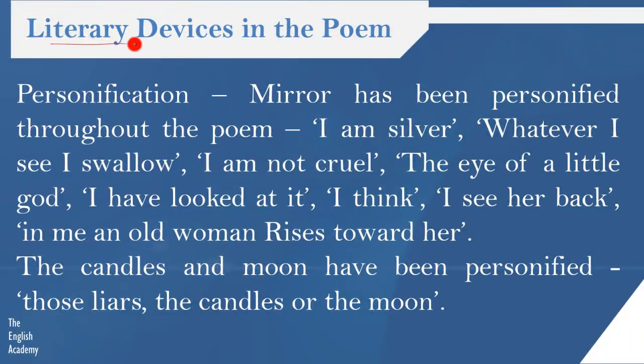Now we discuss the literary devices that have been used in the poem. So the first device is personification. This is very important and very prominent in the poem. At many places, in fact in the entire poem, the mirror has been personified. When it says, I am silver, whatever I see, I swallow, I am not cruel, the eye of a little god, I have looked at it, I think, I see her back, in me, an old woman rises toward her. All these instances show that the mirror has been personified. Then the candles and the moon have also been personified when he says them liars.